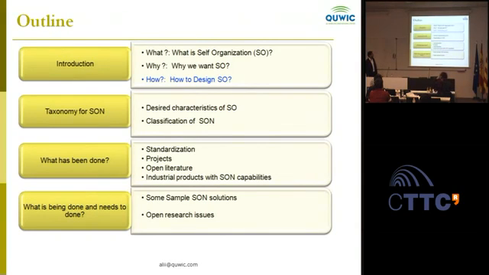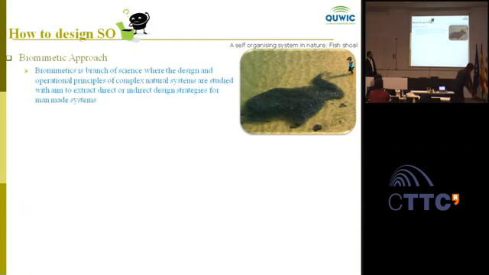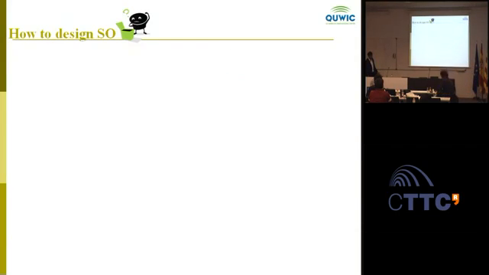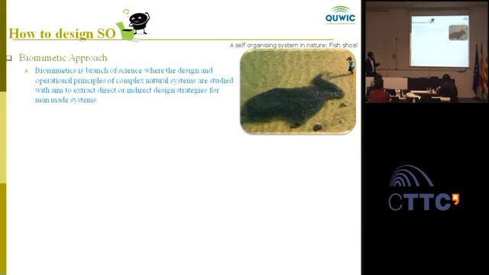Okay, enough with the introduction. Let's go back towards how to design self-organization. As I mentioned, intrinsically it's a nature-inspired phenomenon, so it's good to look at nature first before doing anything else to see if we can get something out of that. So biomimetics. Biomimetics is a branch of science, I think everybody knows, where we try to mimic natural systems to come up with a similar solution or efficiency in our man-made systems.